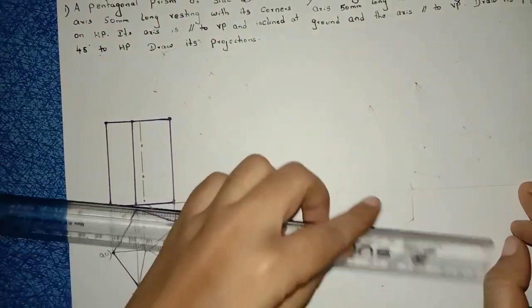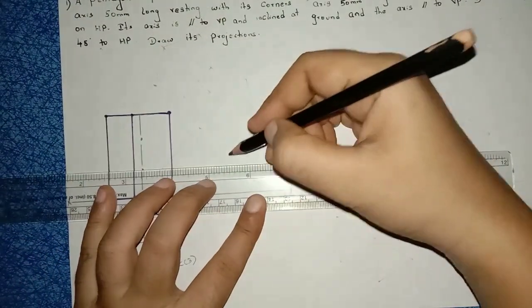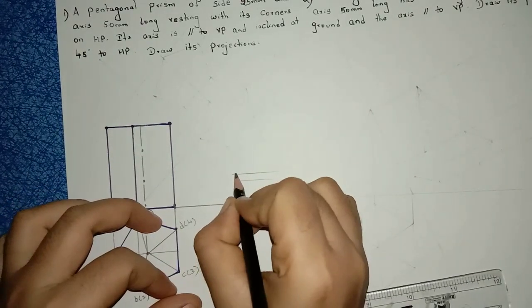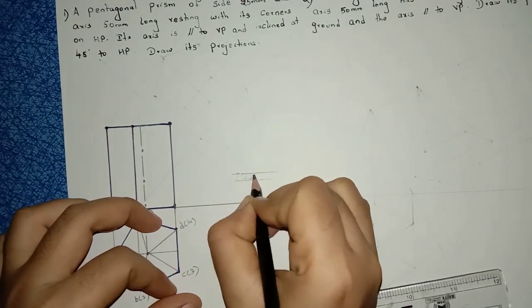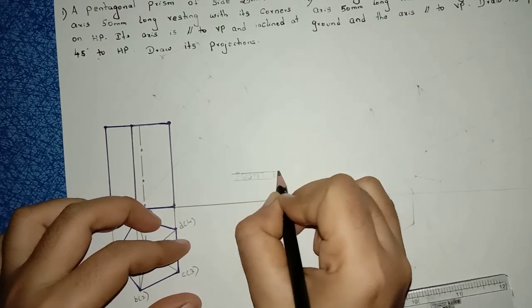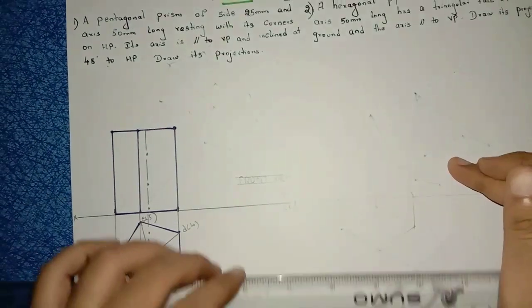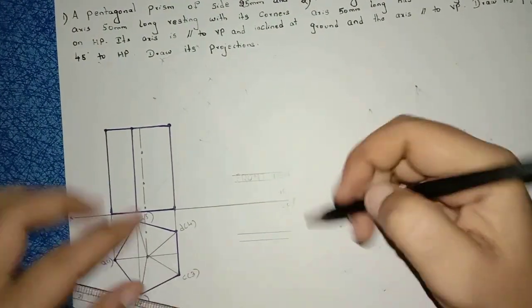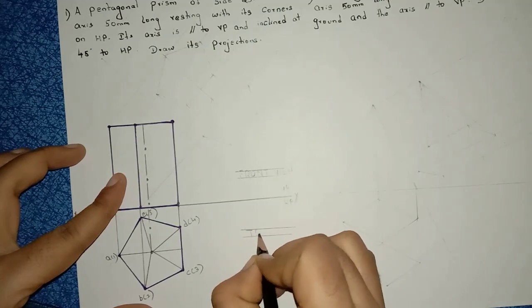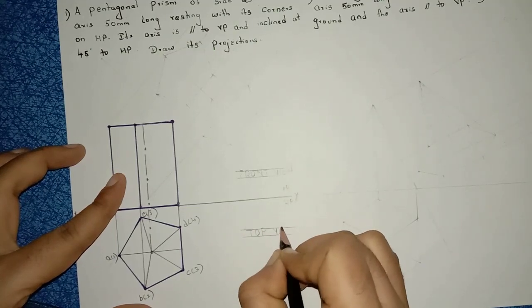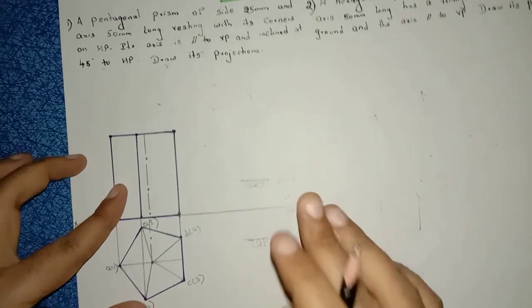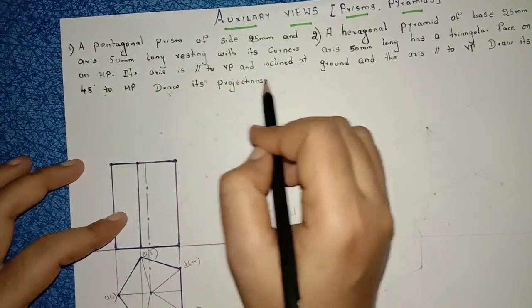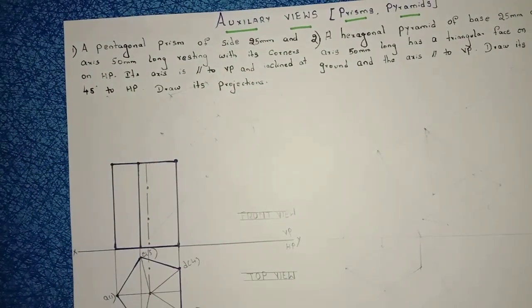After completion of this initial position, take height 5 mm and write down, this is your front view. Right, and this is your top view. Right, now after that we are going to construct the auxiliary view. So what is the condition? Its axis is parallel to VP and inclined at 45 degrees to HP.